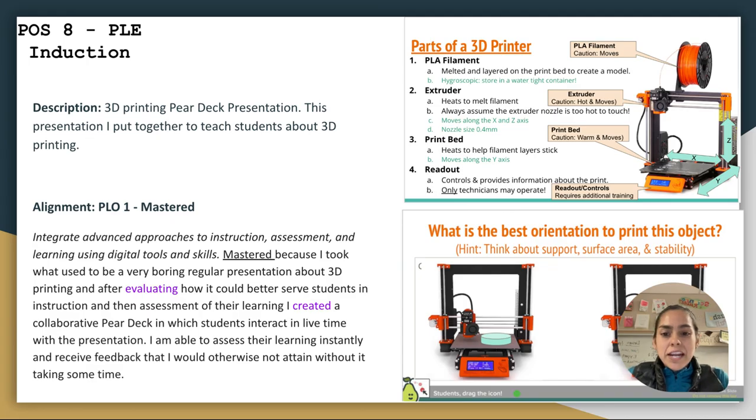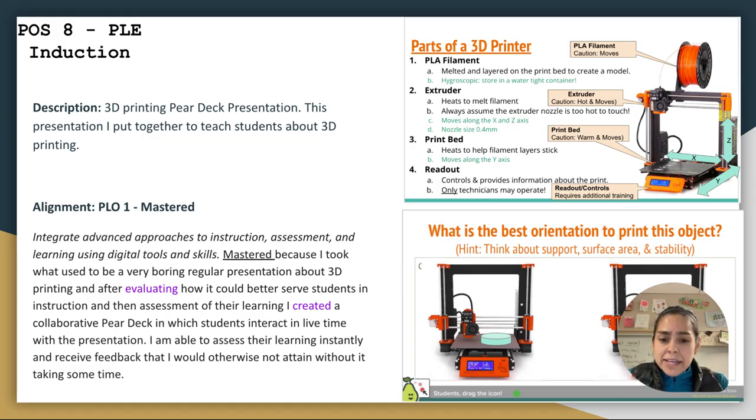Okay, and then another induction assignment that I have. I often go through 3D printing with my robotics classes, but it can be a very dry lesson or very teacher directed. I decided to do things differently this year. So I have aligned this assignment with PLO1 as mastered.